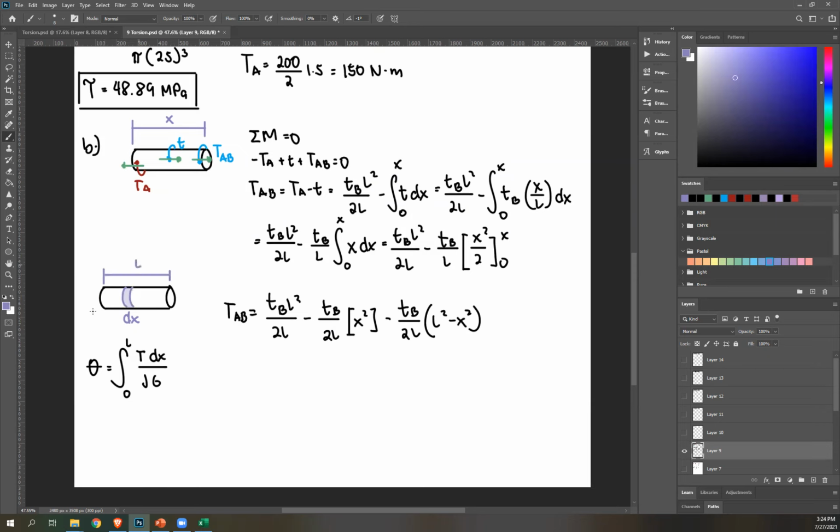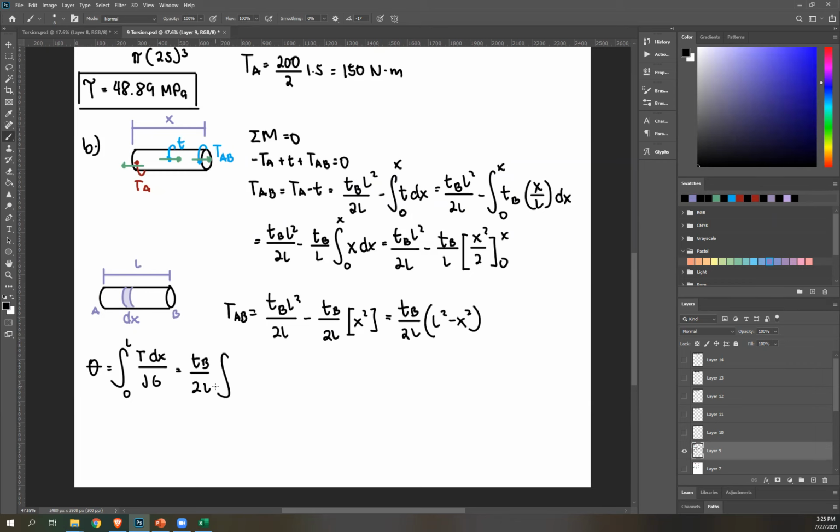Total length L. This is your A, B. And now let's just solve. Let's sub in this equation here. So integral of PB over 2L. We already know that to be a constant, right? So I'm just going to factor that out.